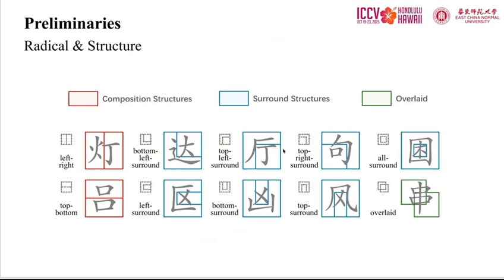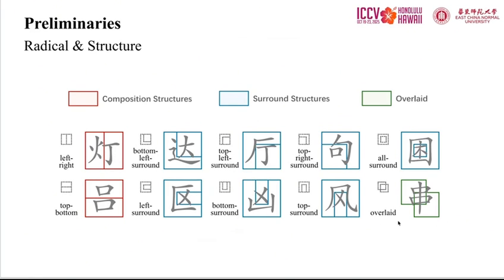To set the stage, Chinese characters are composed from radicals and structures. Radicals are recurring components that often carry semantic or phonetic cues. Structures describe how these parts are spatially arranged, such as left-right, top-bottom, several surrounding forms, and overlaid patterns.